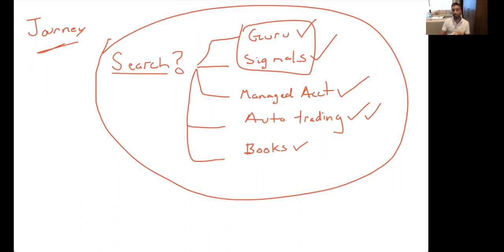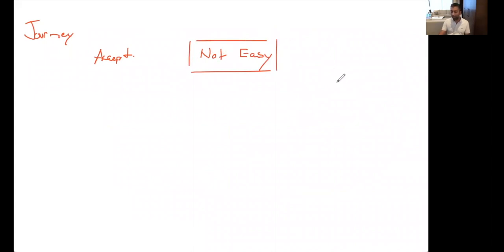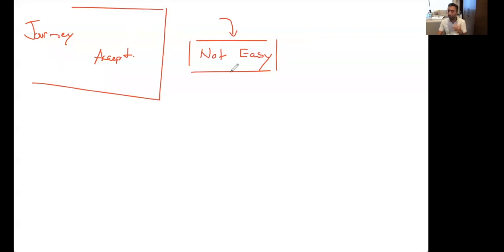Excellent. Fast forward down the line in the journey, I come to a further acceptance. It's not easy. I finally accept that it's not easy. It takes a little bit of time. But notice, I still didn't quit. Even after I came to this conclusion that it's not easy, it's going to take some time, I could have quit because I was under the impression Forex trading is easy. It's a shortcut. It's a shortcut to happiness. It's a shortcut to freedom.